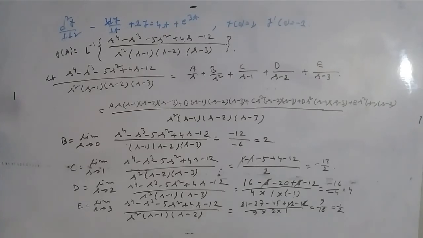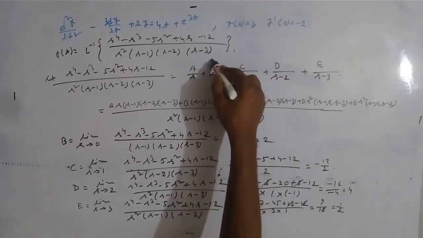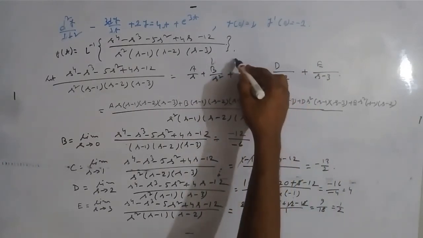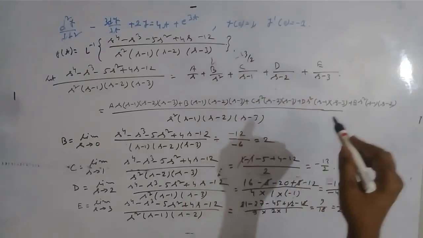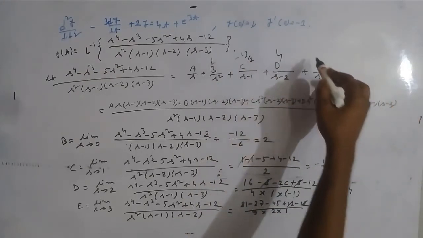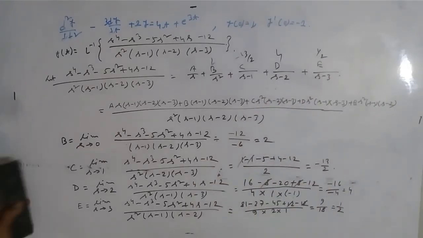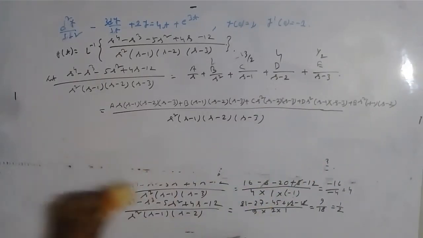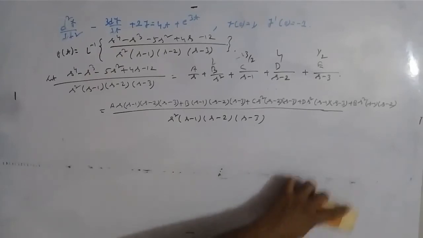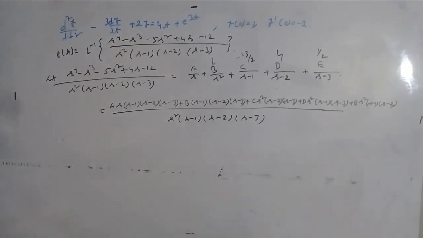So we have found out the values of B, C, D and E, and A is remaining. Now to find A, here we write B equal to 2, C equal to minus 13 by 2, D equal to 4, E equal to half. Okay, now to find the value of A, we will compare the coefficient both sides.